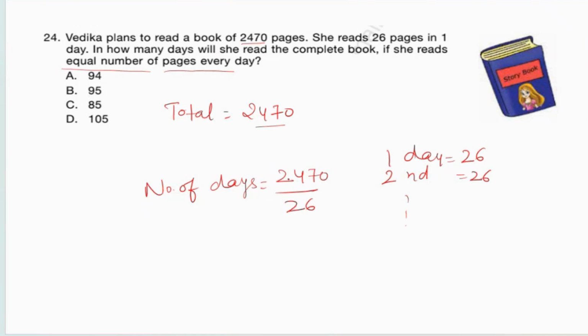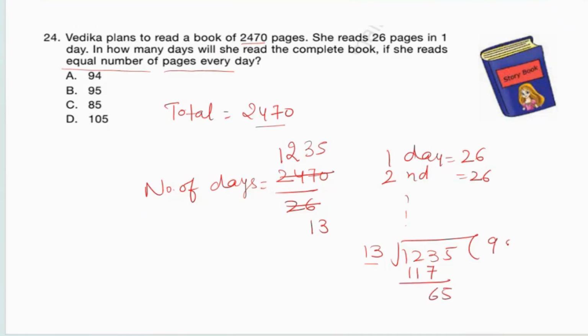To make it easy, I can convert into a reduced form. Otherwise, if you want, you can use the 26 table as well. But let's suppose I'm taking it in the table of 2. So it will be 13, 1,235. I will divide by 13. 13 ones are 13, 13 twos are 26, and so on. I can see that 13 nines is 117, and 13 fives is 65. So that's why 95 will be my answer here.